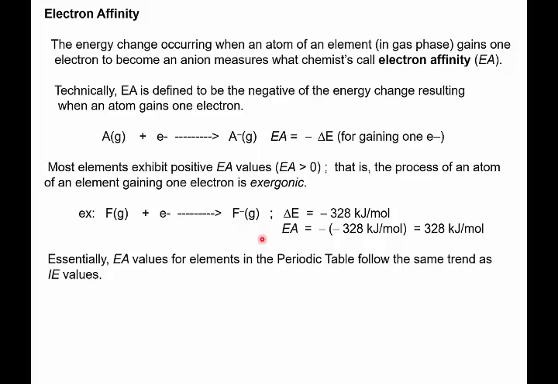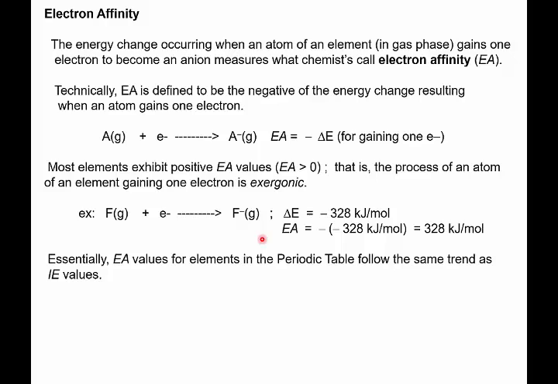Now, ionization is the removal of the outermost electron. Suppose you take a neutral atom and you add an electron to it. It's going to make an anion. The energy change that occurs when you add an electron to an atom to make an anion is related to what chemists call electron affinity.